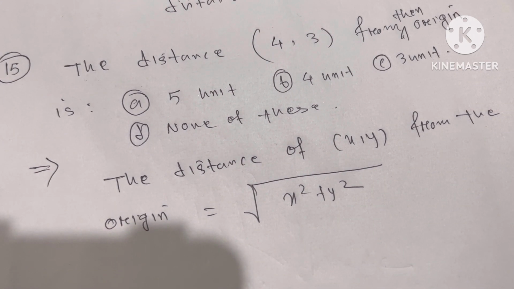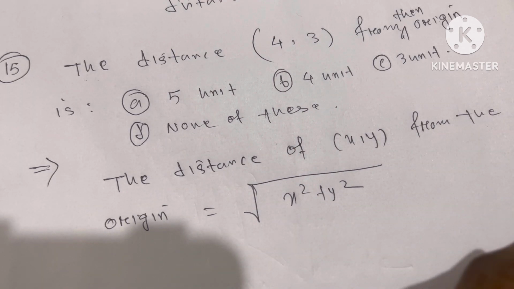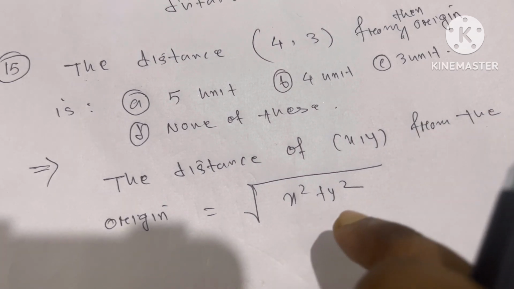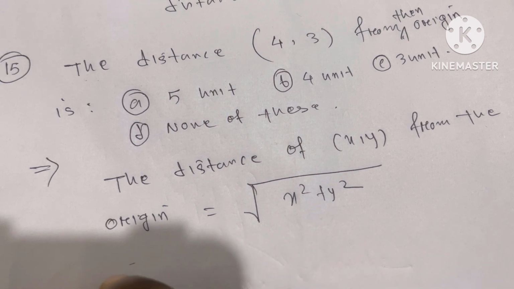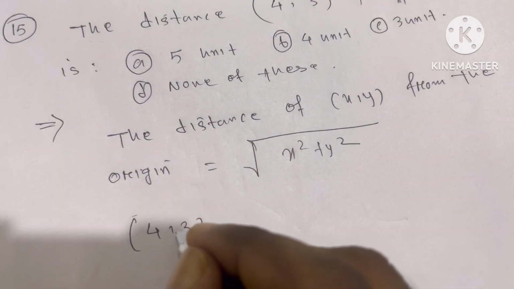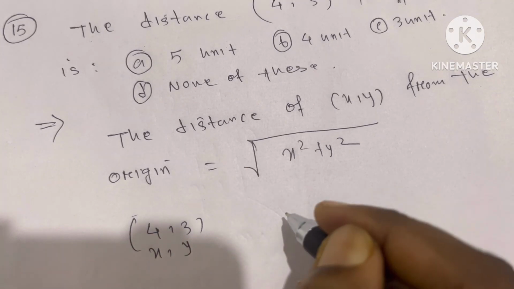So how does this formula come? That we will discuss in a later class. Okay, this is very simple. If you plot the point and use the concept of Pythagoras, you will get this answer. The distance of x, y from the origin is equal to under root of x square plus y square. Here the point is 4, 3. You need to find the distance of this point from the origin.